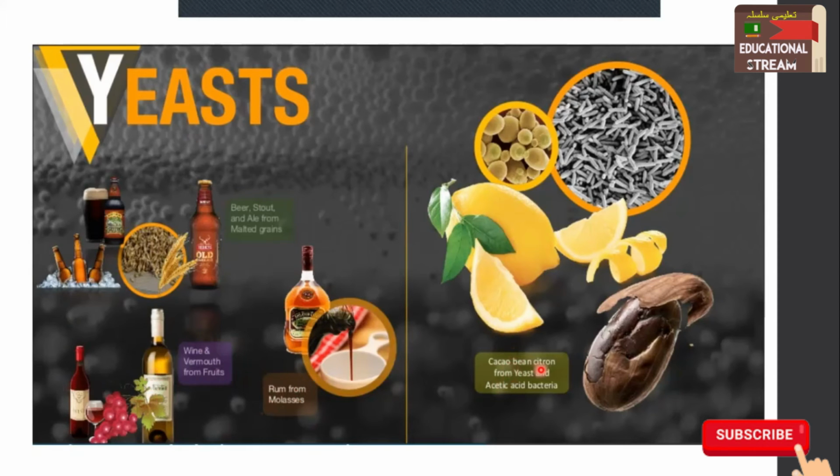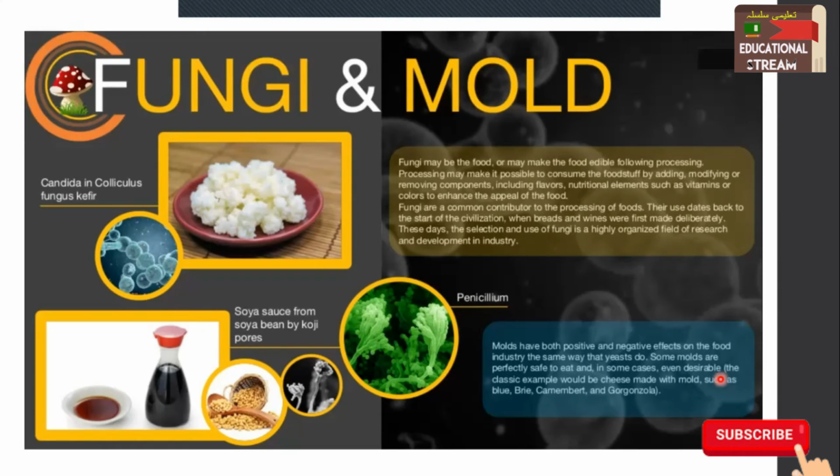At the same time, the coffee beans, citron from yeast and acetic acid bacteria. So the coffee beans are fermented with a combination of citric acid, yeast and acetic acid bacteria. Next are the fungi and mold.